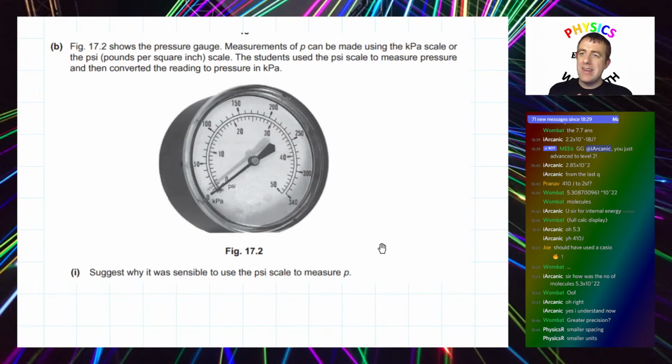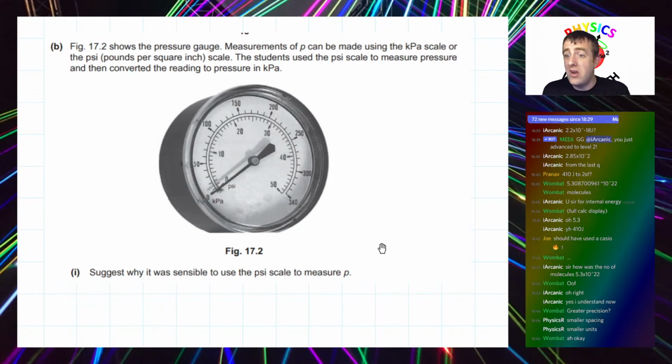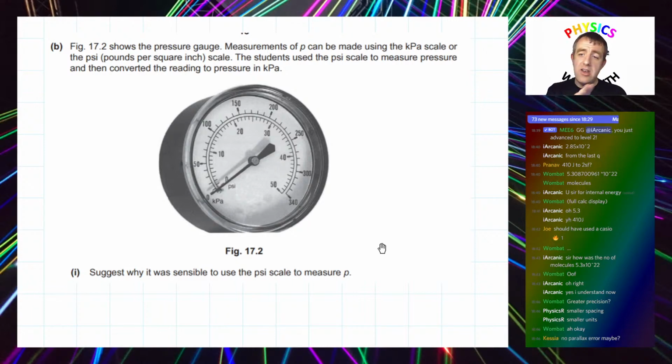But I suspect at A level, we're going to have to go a step further. We're going to have to explain to the examiner, convince the examiner that we know what resolution is. And so I prefer Leee's answer there. Smaller spacing. I prefer that. I think that's a better answer. And I would say both. I would say the pounds per square inch.